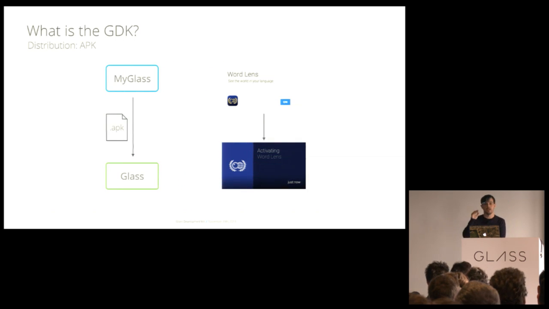They'll see that card, they hit that on switch, and then on Glass, they see a live card to the left of home saying activating this glassware. In this case, the example is WordLens. And as soon as the entire APK is downloaded, that card moves into the timeline, and it says activated. Really simple flow for users.